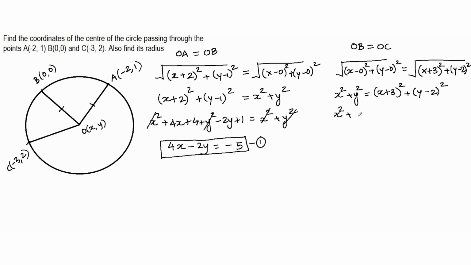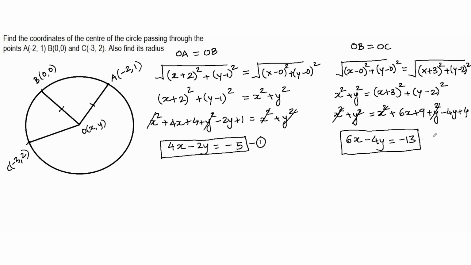And therefore, x square plus y square is equal to x square plus 6x plus 9 plus y square minus 4y plus 4. Again, x square cancels, y square cancels, and therefore 6x minus 4y is equal to minus 13. This is the second equation in terms of x and y. So now we can solve these two equations simultaneously to get the value of x and y.